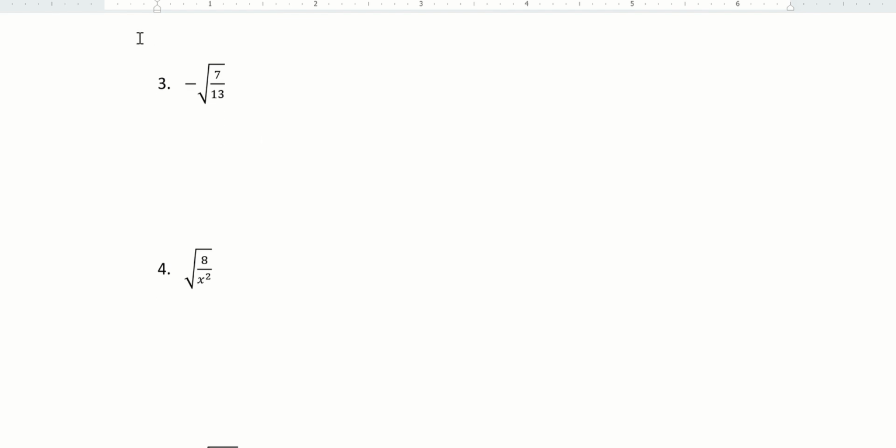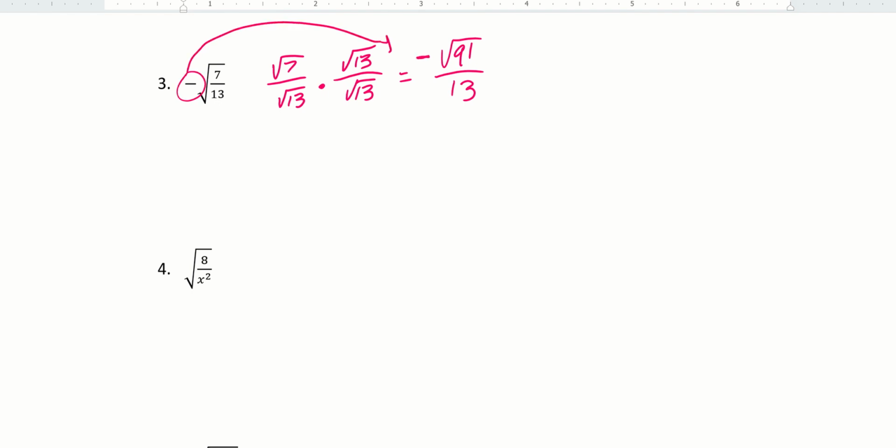Okay, this one looks a little bit different, but it's just adding a negative outside the radical. So whatever the answer you get is, you're just going to take the opposite of it. So we're going to simplify using the division property. So it's the square root of 7 over the square root of 13. We're going to multiply by 1 to get the radical out of the denominator. And so 7 times 13 is 91 over 13. I don't think there are any perfect square factors of 91. And then just don't forget to bring your negative over and put it in front.